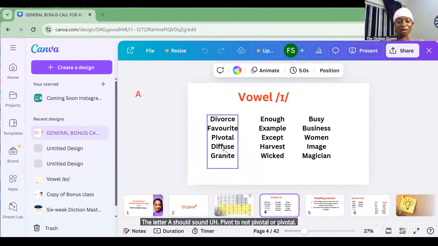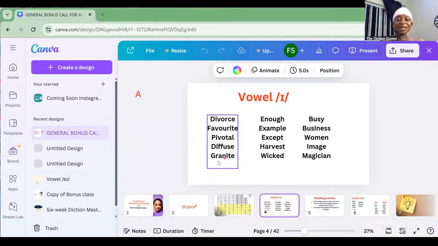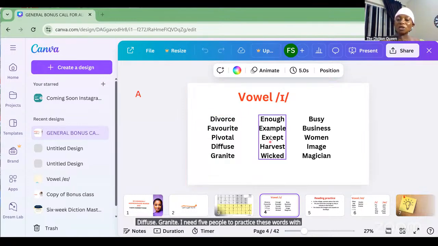The next word, please don't say diffuse. If you're a biology teacher or a biology student, it's not diffuse, it's diffuse. Diffuse. And the last word I have here is granite. It's not granite. Granite. Say after me. Divorce. Favorite. Pivotal. Diffuse. Granite.